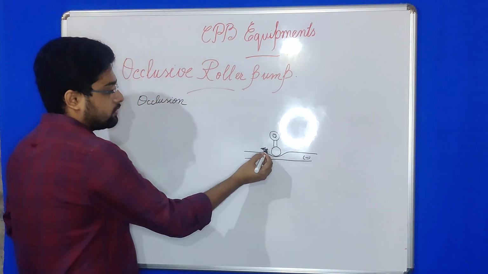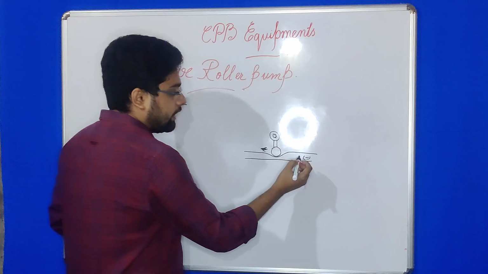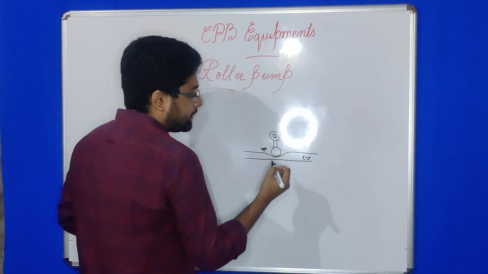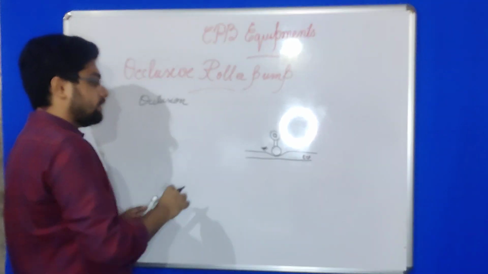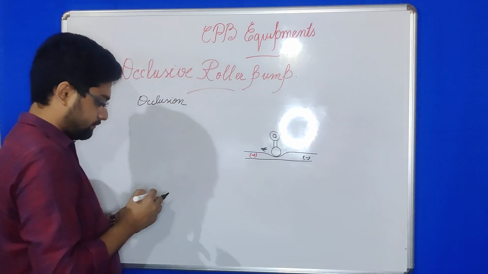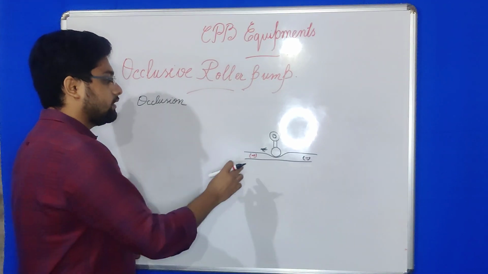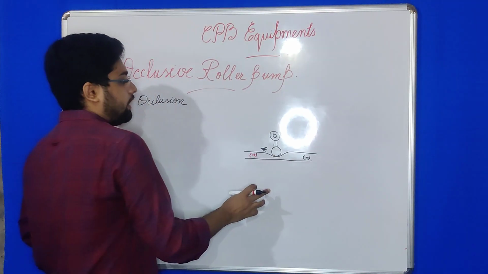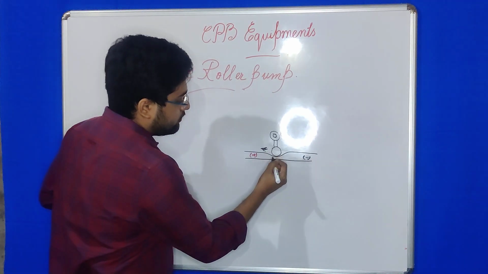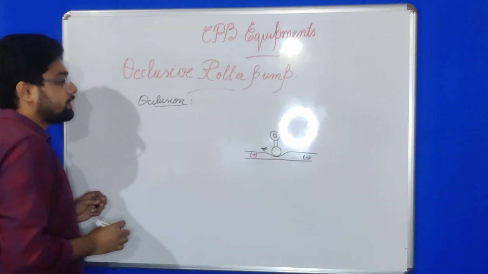When it moves in this direction, opposite to its moving direction, it creates negative pressure, and towards the direction in which it moves, it creates a positive pressure. And these pressures are due to this occlusion. So now how can we define occlusion pressure?